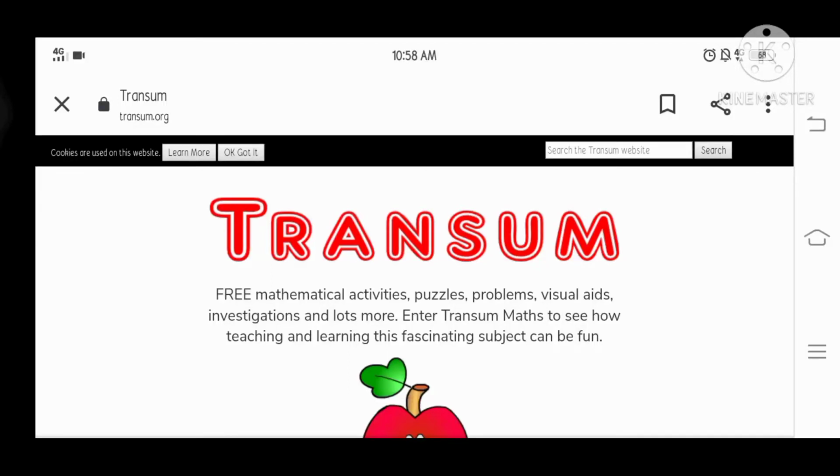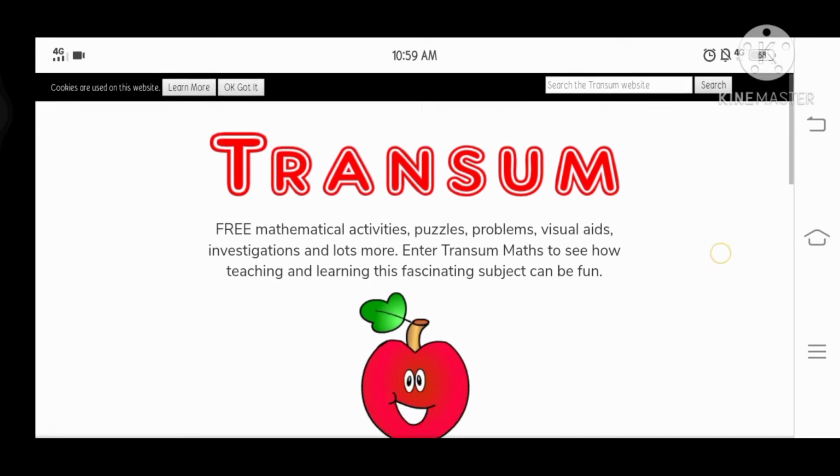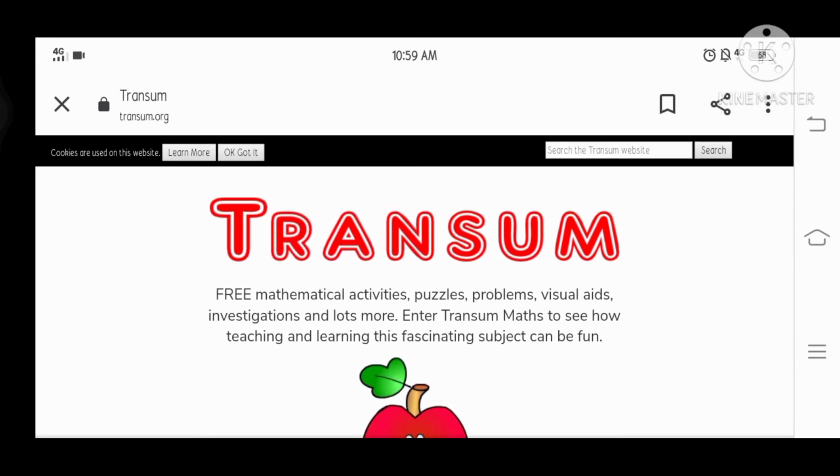Welcome back. Today I want you all to do the activity. It is the same as the previous activity that we have done on the website, the Transum Mathematics website. I have given the link on our WhatsApp group, so you may click the link to enter this activity.